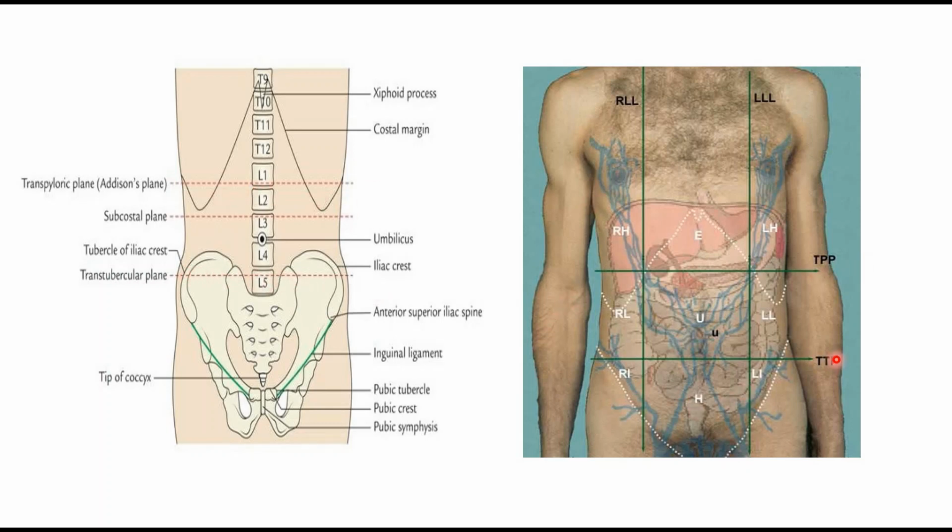So 2 horizontal planes, and 1 vertical plane, which is actually the mid-clavicular. The right and left vertical planes, or mid-clavicular planes, pass from the midpoint of clavicle superiorly to the point between the anterior superior iliac spine and the pubic symphysis. The midpoint here and the midpoint in the clavicle: when you join these 2 points, you have the mid-clavicular line. So right and left clavicular line. So we have 9 quadrants.